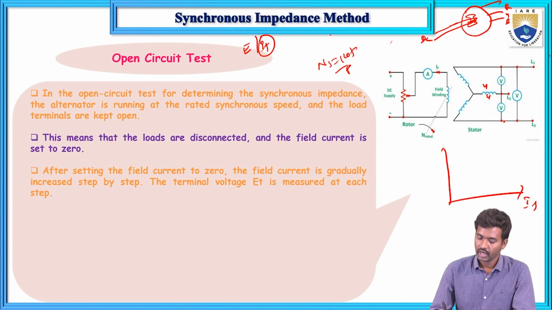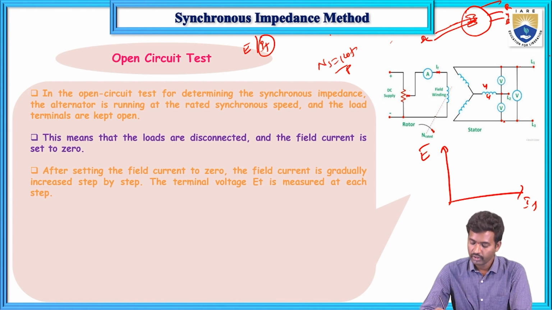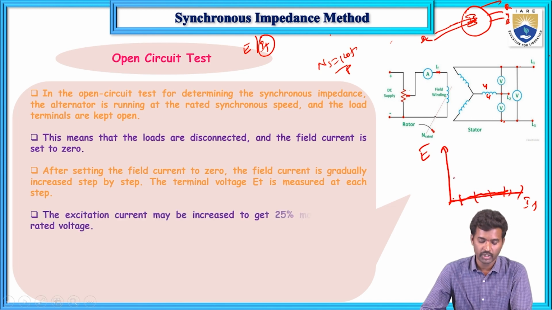This is the field current and this is the induced EMF without load, the no load EMF, and we gradually increase the field current. E_T, the no load terminal voltage, is measured at each step. At each step you measure it, and the excitation current may be increased 25% more than rated. Suppose the rated voltage is 415 volts, then the excitation current may be increased up to 25% more than the rated voltage.